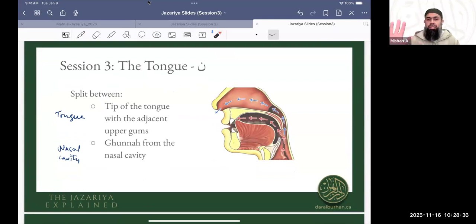This is called the completed portion of the sound of noon, الجزء المكمل, or مكمل. And the continuing portion is the nose. Look at the nose. The sound will continue. If you say "an," you will notice the sound gets blocked. There's no more sound coming from your mouth. It's coming from your nose.